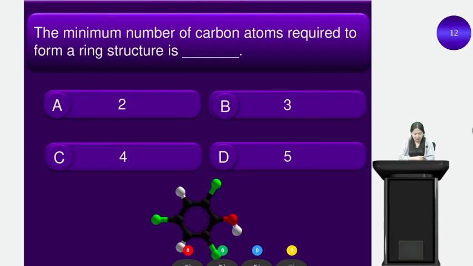The minimum number of carbon atoms required to form a ring structure is option A 2, option B 3, option C 4, and option D 5. Alright students, your time is up, and yes, very good. The correct answer is option B, that is 3. The minimum number of carbon atoms required to form a ring structure is option B, that is 3. Okay.